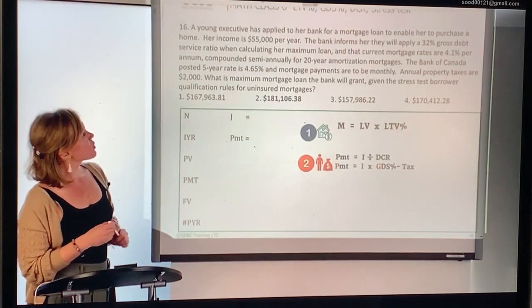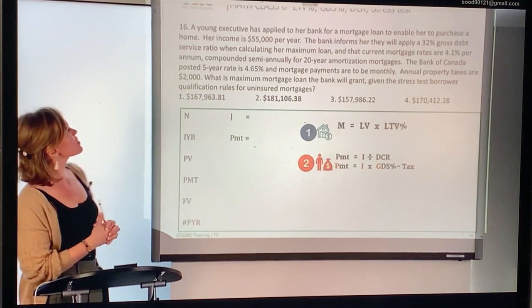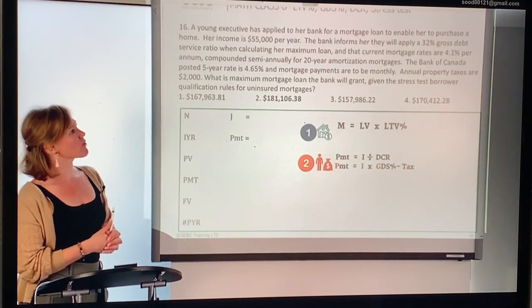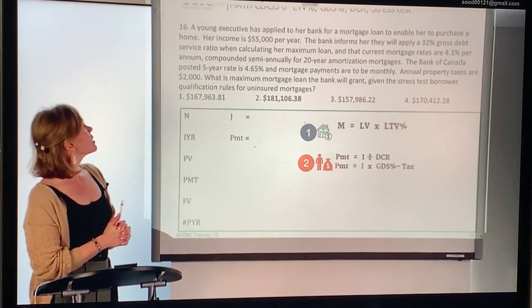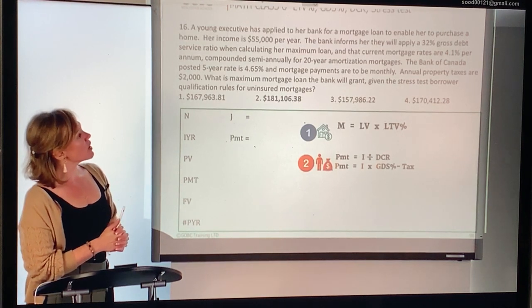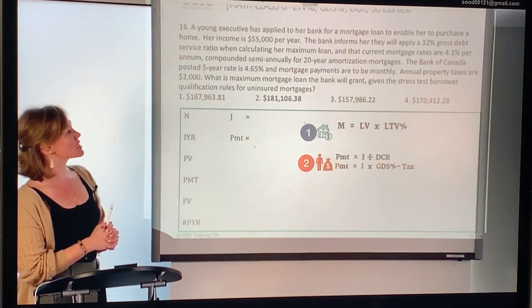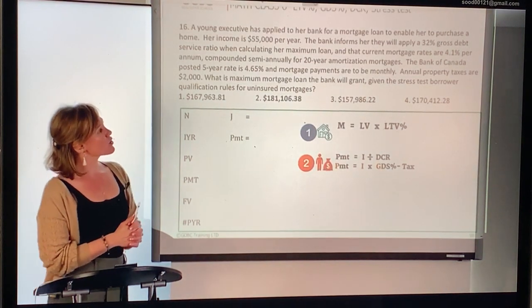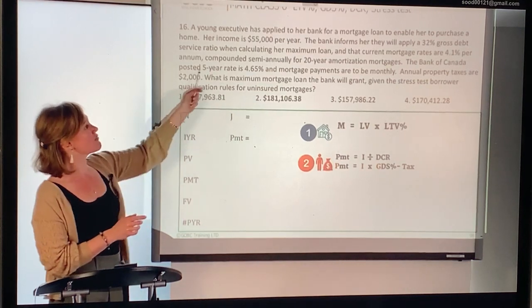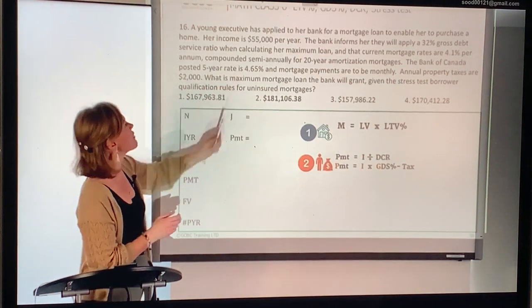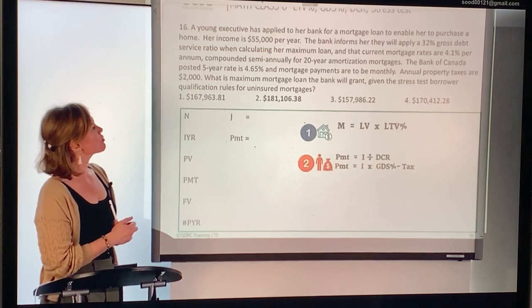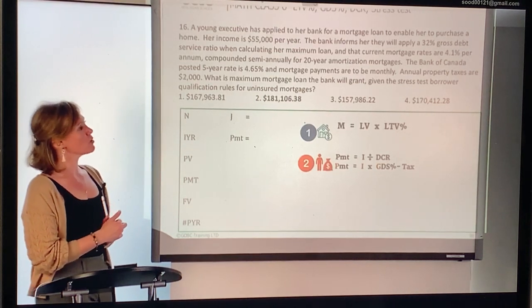We have a young girl who applies to a bank to get a mortgage loan to be able to purchase a home. Her income is $55,000. The bank informs that they will apply a 32% GDS, gross debt service ratio, in calculating the loan. Then the mortgage contract rate will be 4.1%. That's what the bank offers them, compounded semi-annually for a 20-year amortization. The Bank of Canada posted 5-year rate will be 4.65. And payments to be made monthly. Annual property tax is $2,000. What's the maximum mortgage loan that will be granted given the stress test?